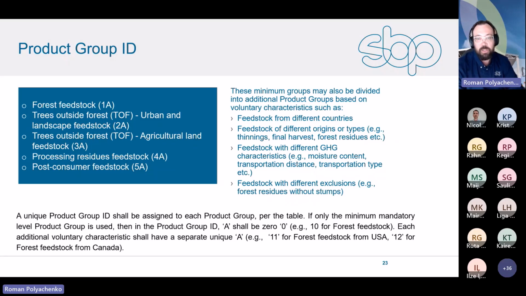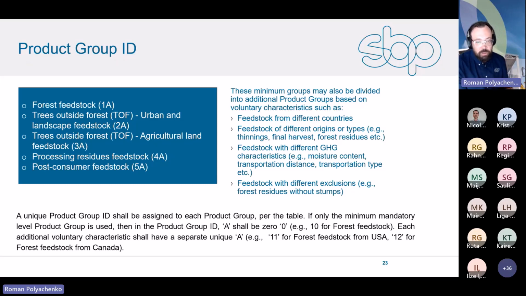To achieve that, when the organization is a biomass producer, it shall categorize product types, wood chips and pellets, into product groups for the purpose of mass balancing and controlling claims. As a minimum, the biomass producer shall create separate product groups for each product type. So if they sell both pellets and wood chips, they would need to have separate product groups and separate mass balances for this, and assign a unique 2-digit product group ID under the following feedstock classification rules. So we have 5 categories: forest feedstock, trees outside forest urban and landscape, trees outside forest agriculture land, processing residues, and post-consumer feedstock. Obviously, most likely, companies will not use all 5 of them.